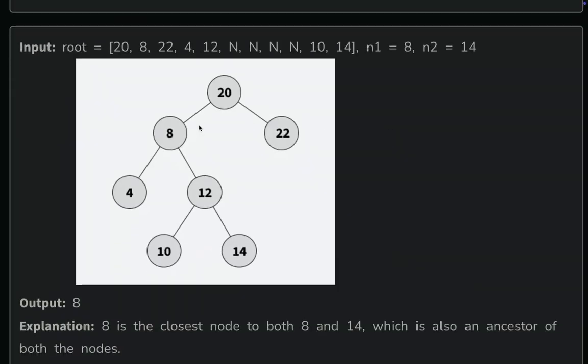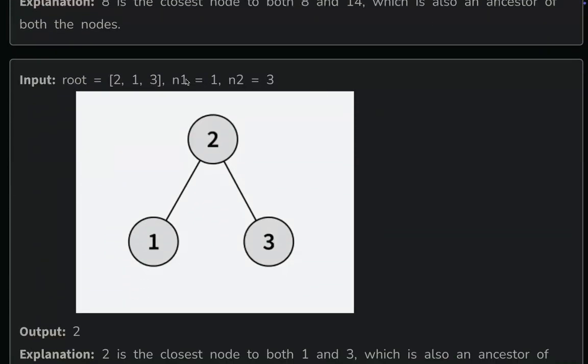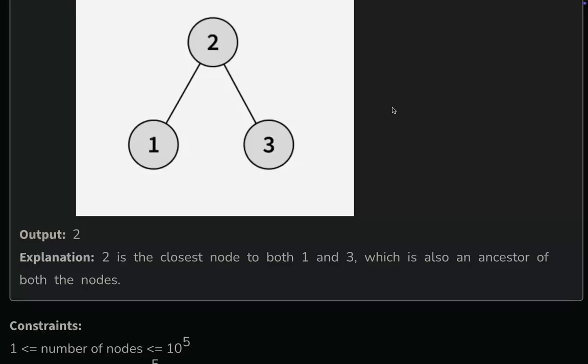For this tree, we have 8 and 14. For 8 and 14, the LCA is 8. If I have 8 and 4, the LCA is still 8. For 10 and 14, the LCA is 12. For 10 and 22, the LCA is 20. For this one, we need to find it for 1 and 3, and the answer is 2. That's about the problem description.